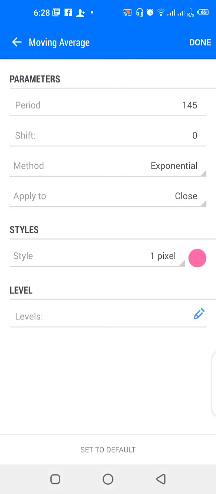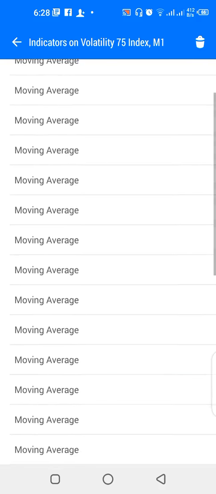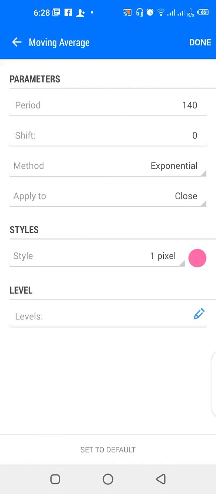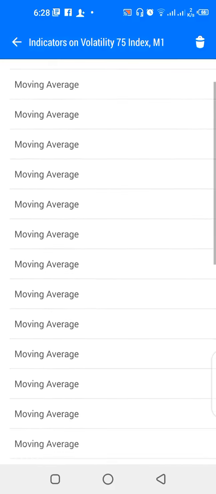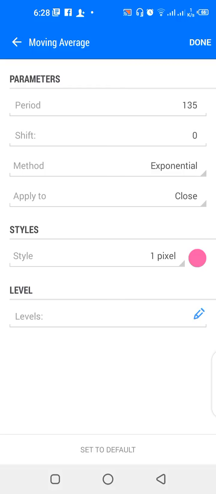The eleventh is 145 EMA, color is pink. Twelfth is 140 EMA, color is pink. Thirteenth is 135 EMA, color is pink.